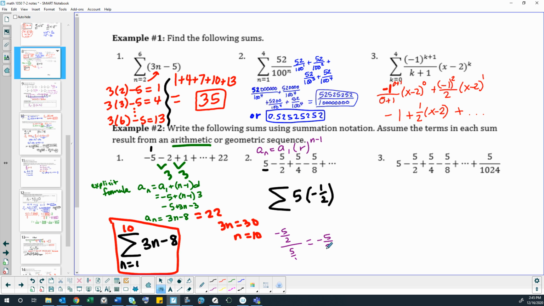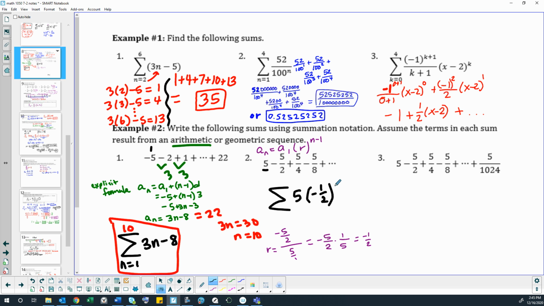So then we're dividing fractions, so we're going to want to copy dot flip, and that gives us, the 5's cancel out, so -1/2. So there it is, that's r, right? So if you can't do it in your head, you can always do the division for that ratio.